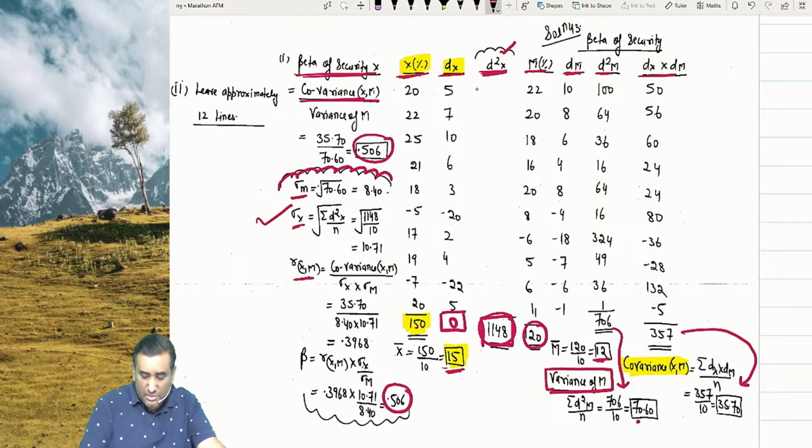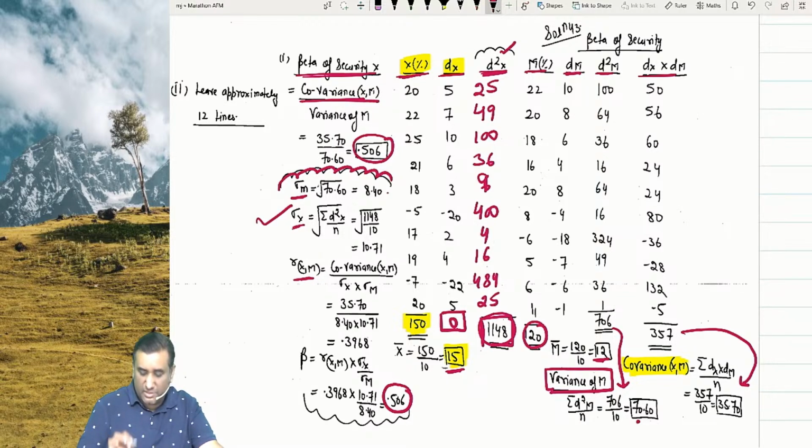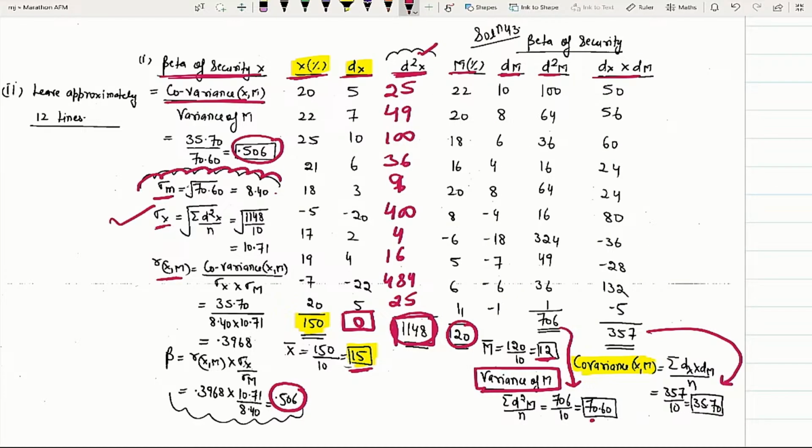If you want to do, you can do 5 into 5 25, 49, this 100, this is 6, this is 6, this is 400, this is 4, 9, 3 into 3 is 9, okay. 400, then 4, 15, this is 4, 22 into 22, 484, and this should be. Quickly cross check both the formulas, then we move to the characteristic line. Please check it out, please.